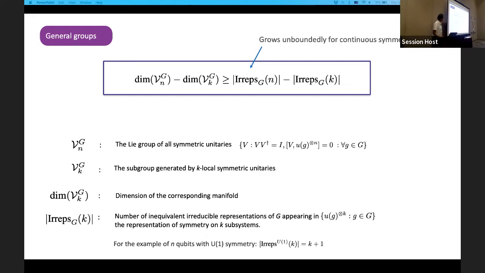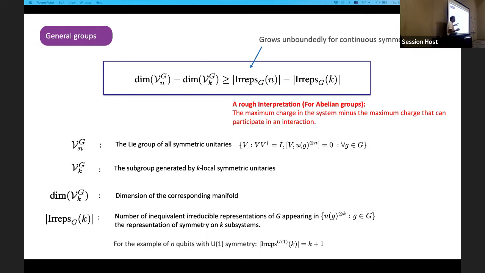Just to have a very rough intuition about the quantity in the right-hand side, at least in the case of abelian symmetries, I can interpret it as the maximum charge in the system minus the maximum charge that can participate in a k-local interaction basically. That's just a very hand-wavy intuition about the quantity in the right-hand side.